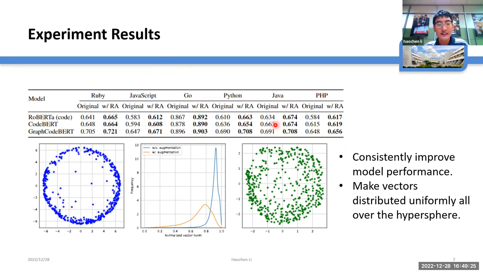And we further visualize the vector distributions to try to explain the effects with regard to the vector distribution. As you can see in the left figure, the blue dots are roughly uniformly distributed in a circle. However, if we apply representation level augmentation, the vectors are uniformly distributed all over the hypersphere instead of just along a circle. So we argue that this is the benefit with regard to the vector distribution.